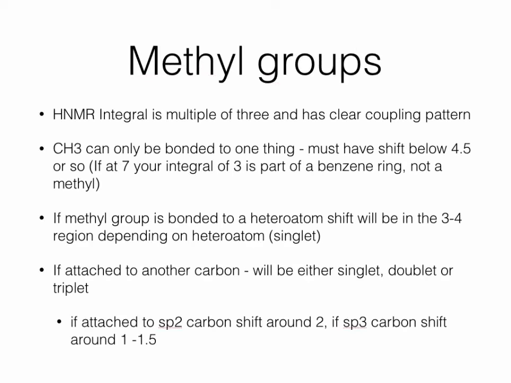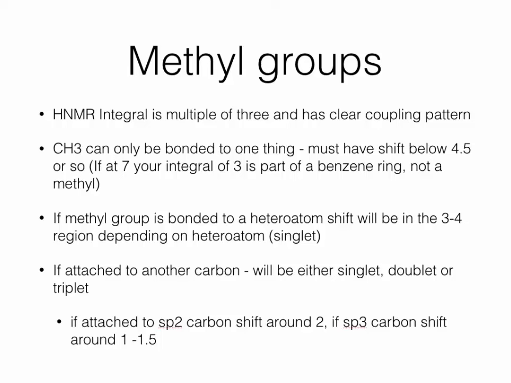Methyl groups are great because they're easy to find and they're easy to interpret. A methyl group can only be attached to one other thing. Right? And you're going to find those by seeing that if you have a methyl group, you're going to have an integral that is a multiple of 3 and has a clear coupling pattern. A CH3 must have a shift below 4.5 because it can't be an sp2 carbon up there in the 4s. It can't be part of a benzene ring. It's a CH3 that's only attached to one thing. And so if you see 3 protons at 7, that's 3 hydrogens on a benzene ring, not a methyl group.